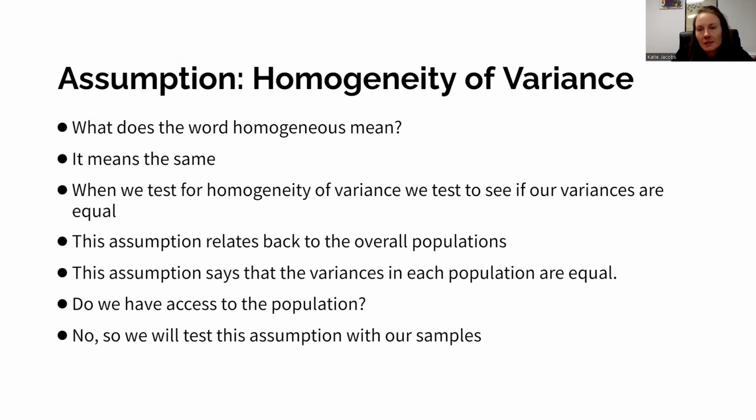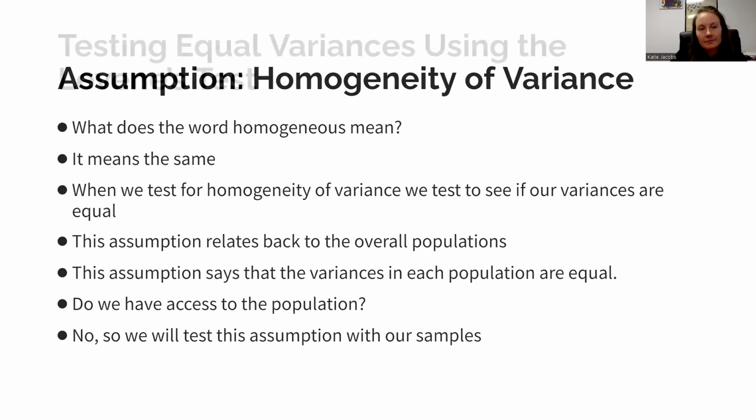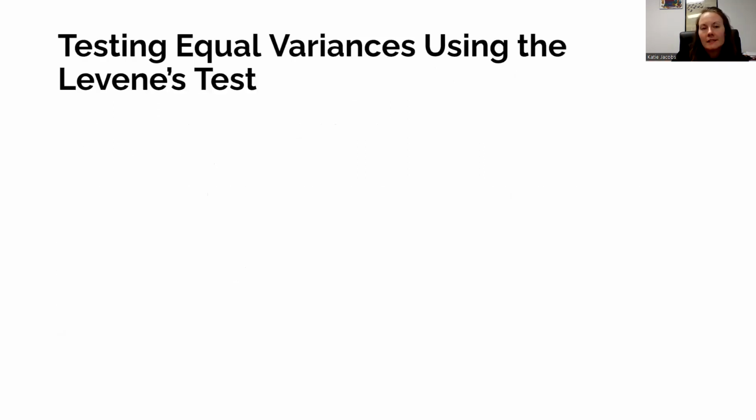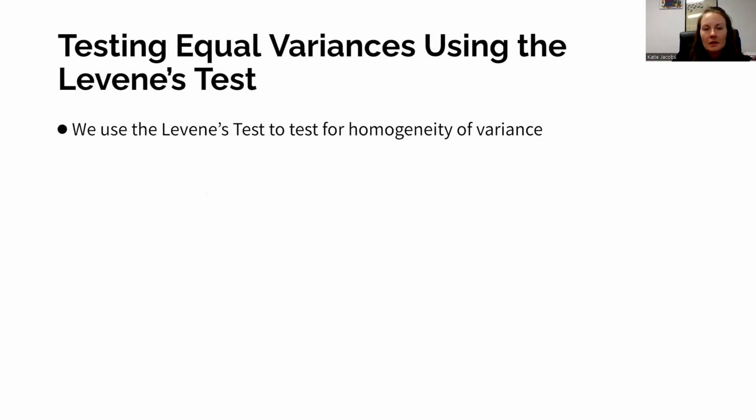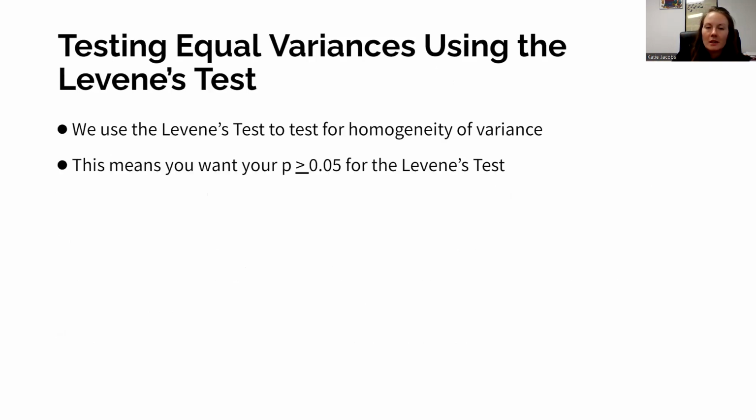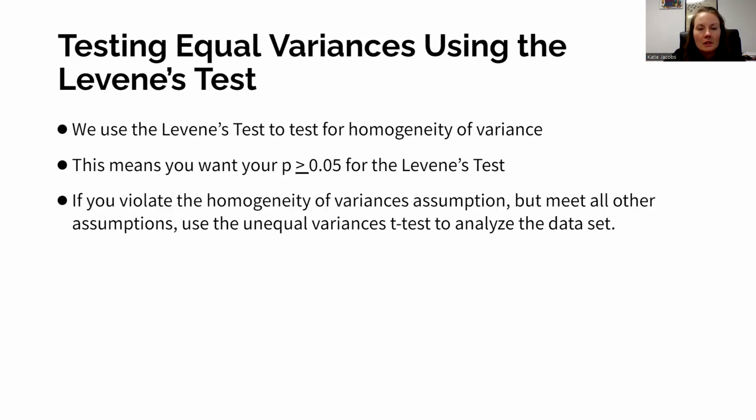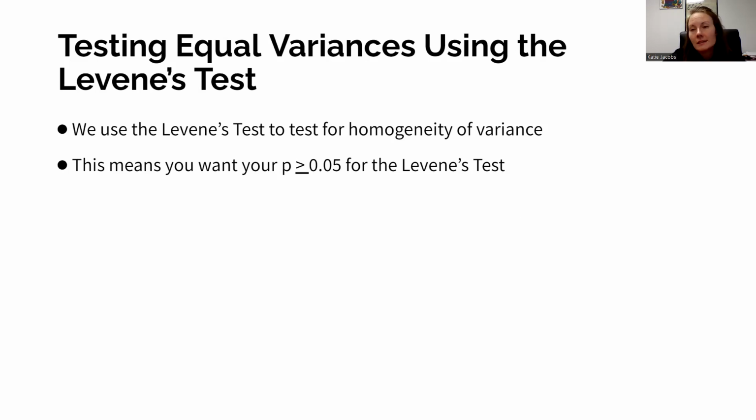But in this assumption we would say that the variances are equal, and we do have access to our samples. So we test to see if there are significant differences between our two sample variances. And we don't want there to be significant differences. We want to have this homogeneity of variances. So we'll use something called the Levene's test. Here you want the p-value for the Levene's test to be greater than or equal to 0.05. If your p-value for the Levene's test is equal to or greater than 0.05, you meet this assumption. And you violate the assumption if your p-value is less than 0.05.